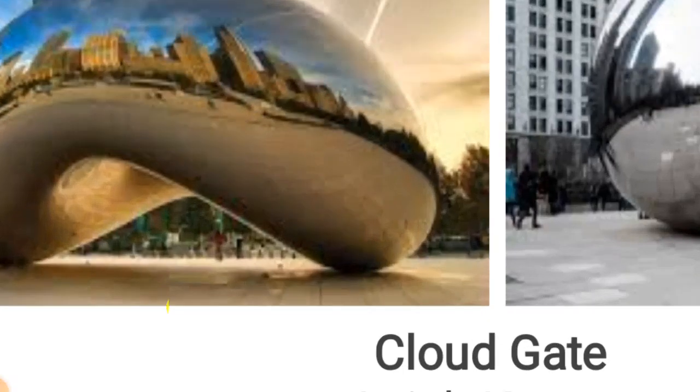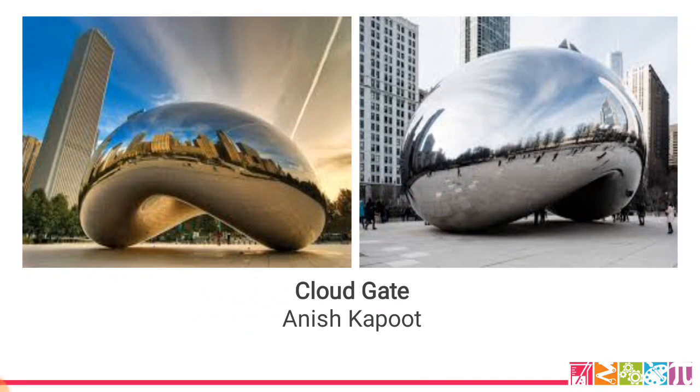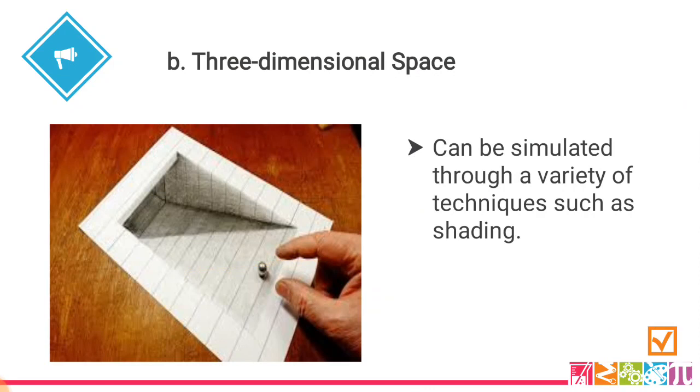So therefore here, what do we call this one? The shadow. Below this, the cloud gate is, of course, a positive or negative? Correct. Positive space. And if you remove the shadow, then it is now the negative space. So of course, three-dimensional space.